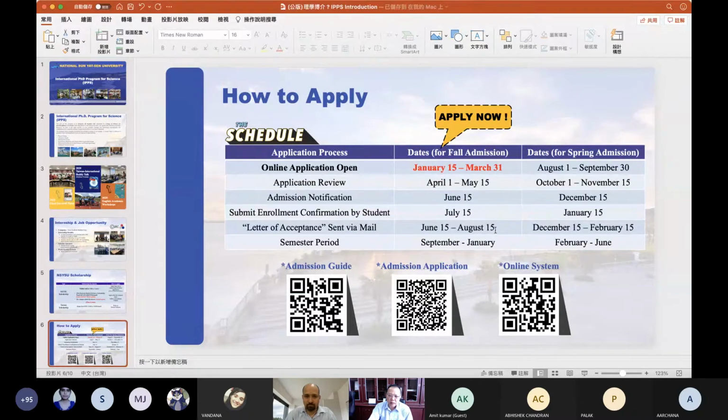The letter of acceptance we will send to you, and then you can apply for the visa, because from India to Taiwan you need to apply for a visa. Then the new semester starts in early December, so you need to book the flight to Taiwan by early September. Okay.